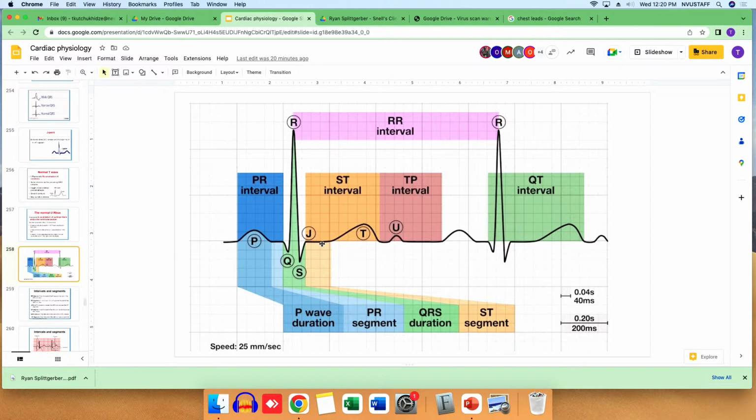And as you see, these segments are on the isoelectrical line, right? And this is crucial that they should be on the isoelectrical line. If we are having myocardial infarction, MI or angina pectoris, for example, it depends on if we're having them with ST segment elevation and without ST segment elevation. I will show why we're checking that.